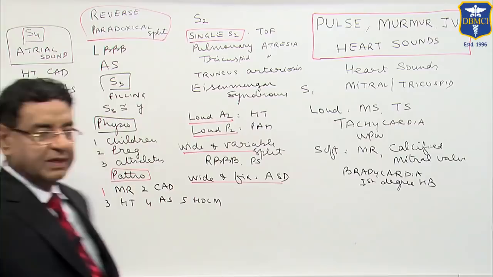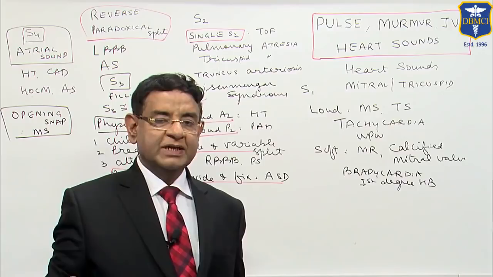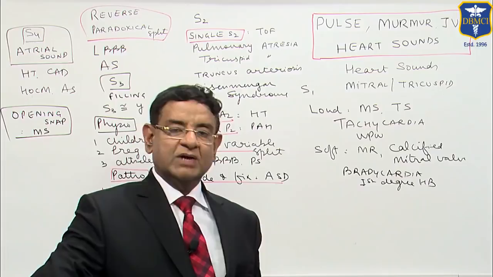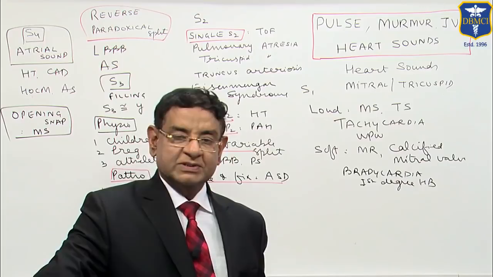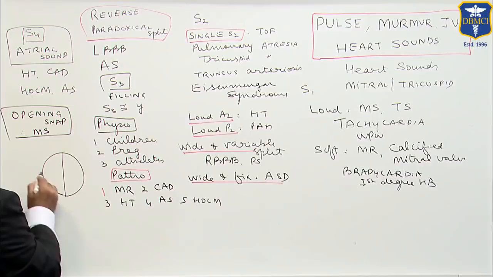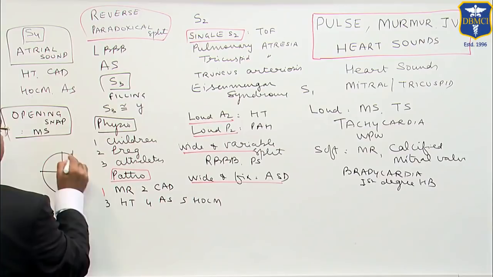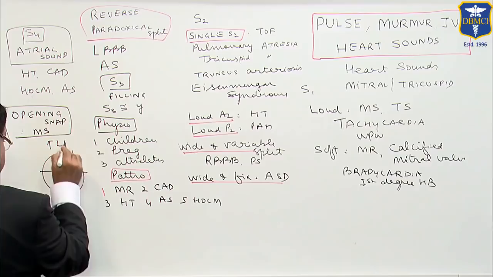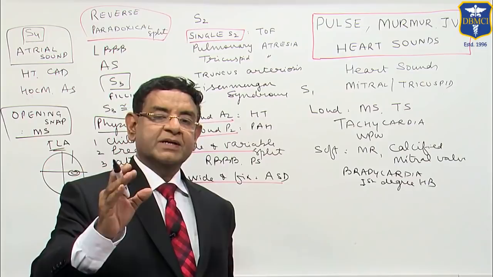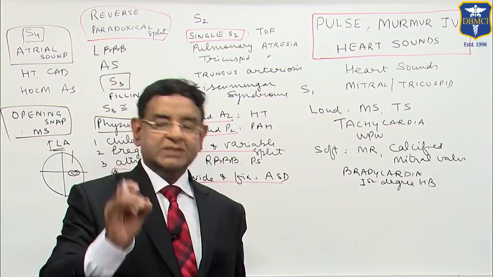Opening snap. Now let me explain to you why this opening snap is produced in MS. Normally the mitral valve opens without any sound, but why is this sound produced in mitral stenosis? Let's learn the basic concept. Here is the heart, the mitral valve. Now mitral stenosis is there, the mitral valve area is reduced. So during MS, left atrial pressure increases. Increased LA pressure is the hallmark or the characteristic feature of mitral stenosis.